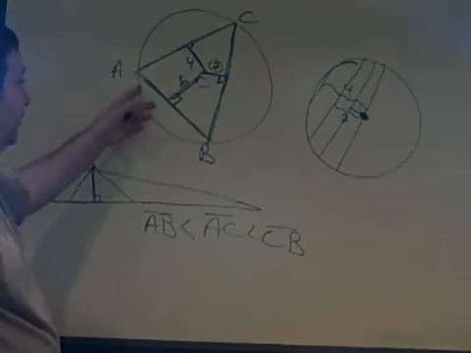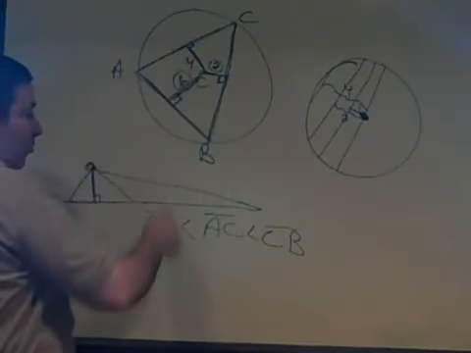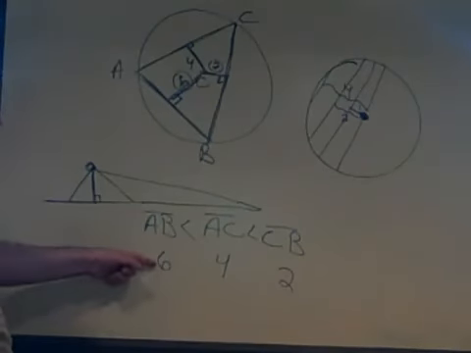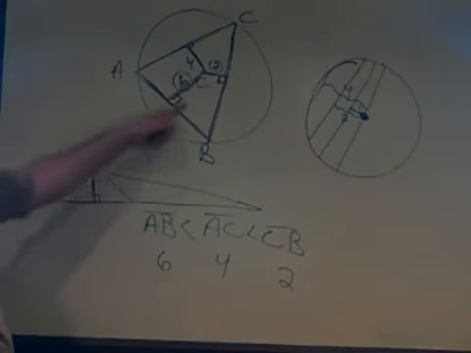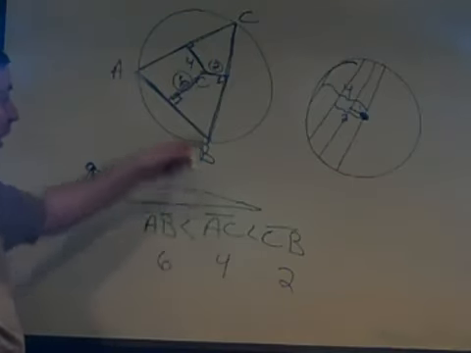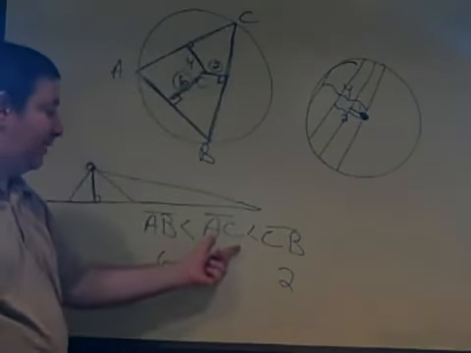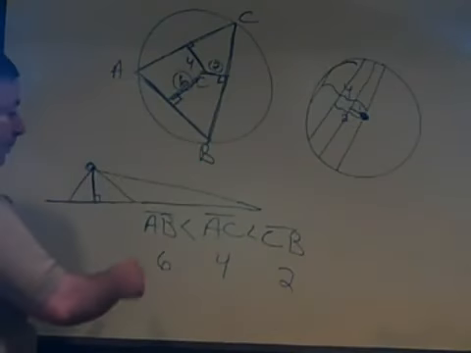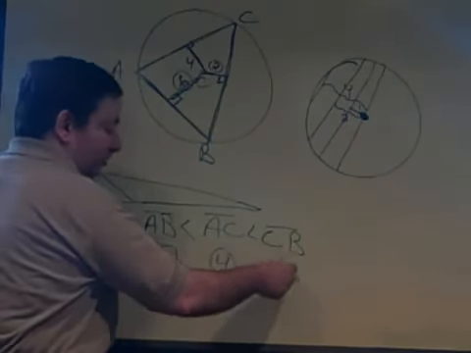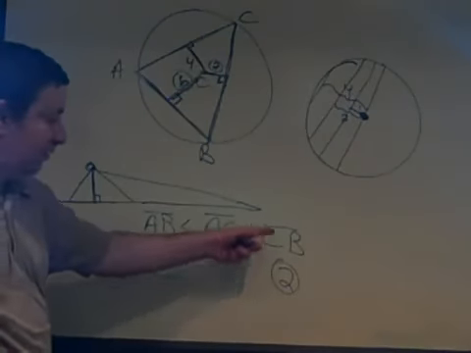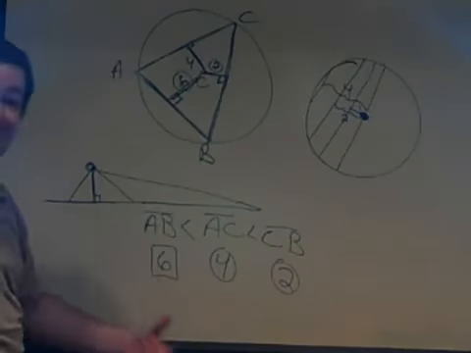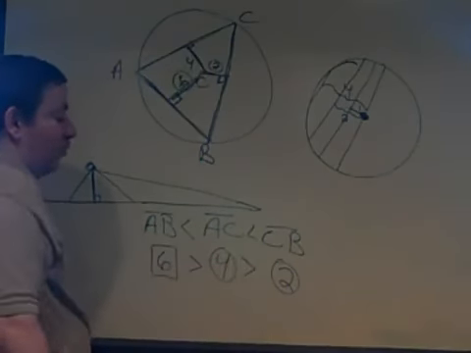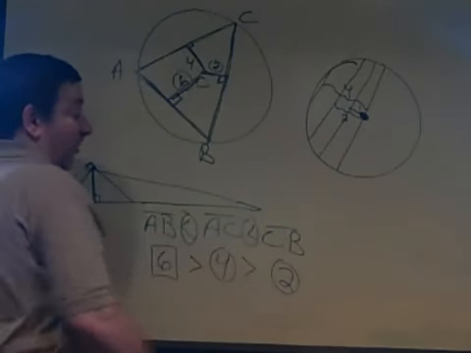What you could have done alternatively is say AB is the furthest away, 6, and then 4, and then 2. The distance 6 from the center is AB. 4 from the center, that's line segment AC. And then 2 from the center is this line CB, or BC. Put it from longest to shortest distance, and then put the corresponding sides opposite: 6 units away, 4 units away, 2 units away. 6 is greater than 4, which is greater than 2, so we put the opposite sign.